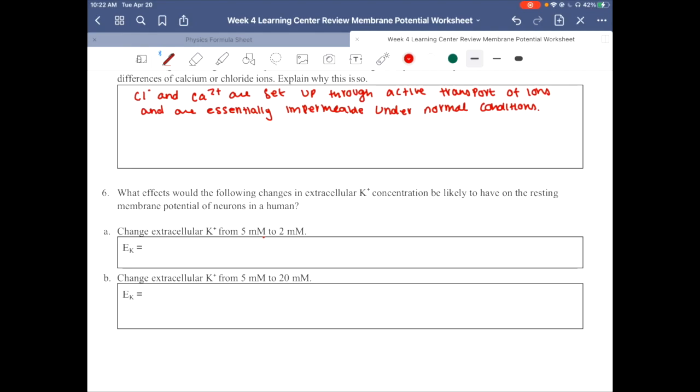So the equation for the equilibrium potential would be 58 over 1 times log of 2 over 140. This gives us negative 107 millivolts. What this number tells us is that the cell is hyperpolarized because it's really, really negative. It's more negative than the resting membrane potential, which is around negative 75 millivolts. So the fact that the number we got is super negative tells us that the cell would hyperpolarize.